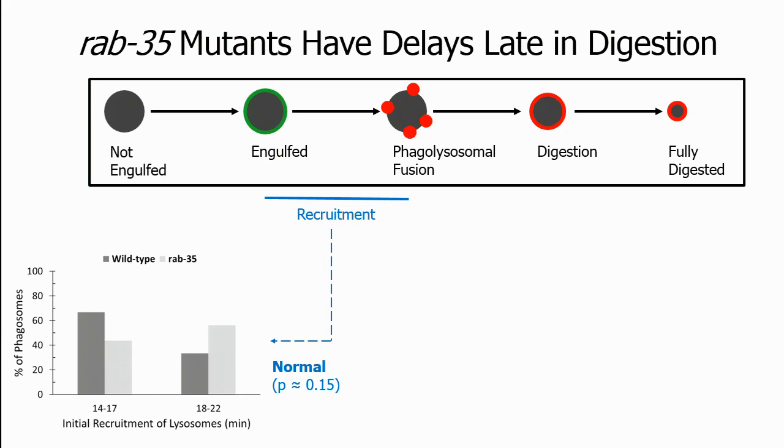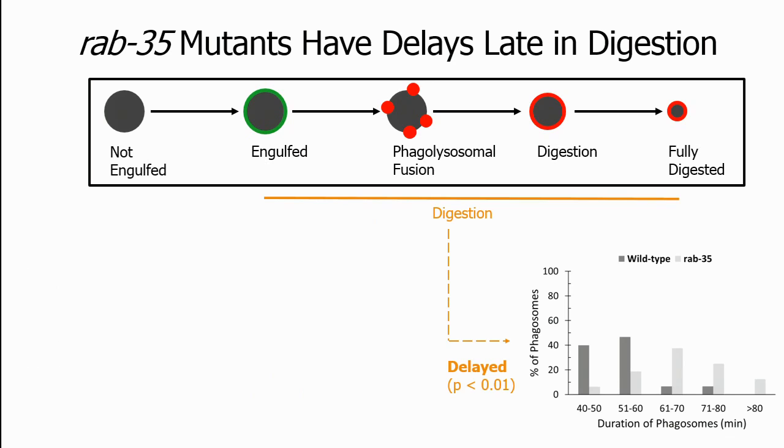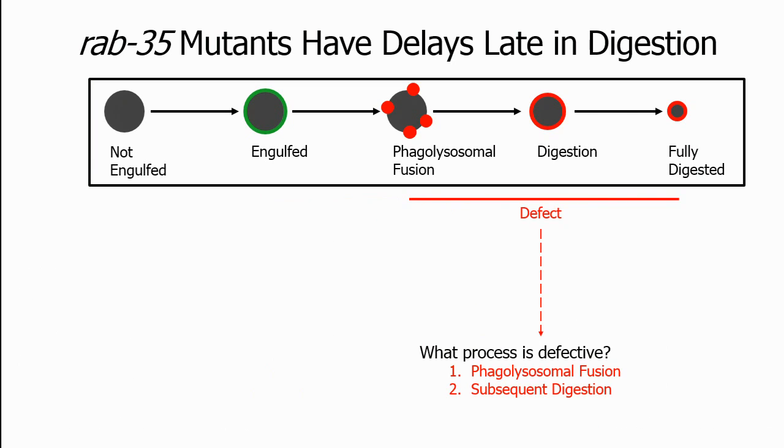This is roughly normal in RAB-35 loss of function mutants, but the process of digestion as a whole, which is defined as between the end of engulfment and when the phagosome shrinks to 1/3 of its size after digestion, is actually significantly delayed. It's delayed by about 10 minutes in RAB-35 loss of function mutants on average. So if this is relatively normal and this is significantly delayed, this suggests that the defect is again somewhere between phagolysosomal fusion and the end of digestion. So in other words, either the process of phagolysosomal fusion or the subsequent digestion is defective.